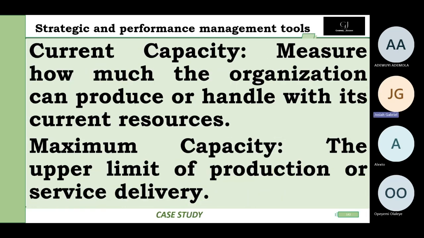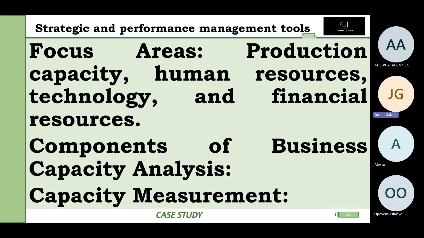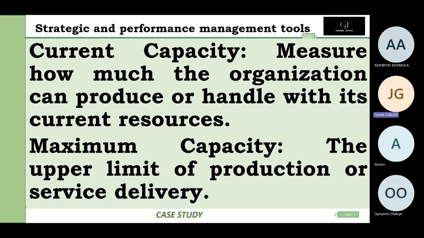Capacity measurement, looking at the current capacity. It's necessary to look at how much the organization can produce or handle with its current resources. That is the current capacity analysis, looking at components and the capacity measurement. Secondly is the maximum capacity, the upper limit of production or service delivery. What's the ceiling? What's the most they can do? Topmost capacity, volume wise, machine wise, is the maximum capacity.